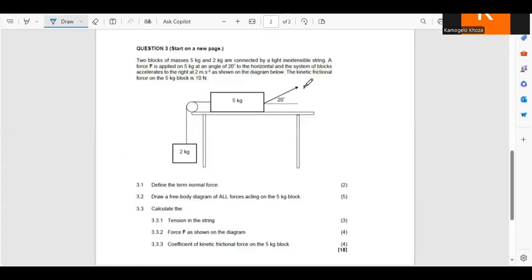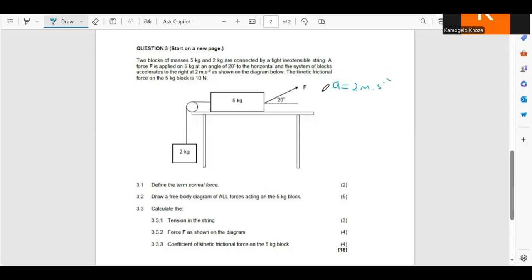Now, on question 3, we're given two blocks of masses of 5 kg and 2 kg, which are connected by a light inextensible string. Now, force F is applied at an angle of 20 degrees on the 5 kg block. And the system of blocks accelerates to the right at 2 meters per second squared, so they give us acceleration.